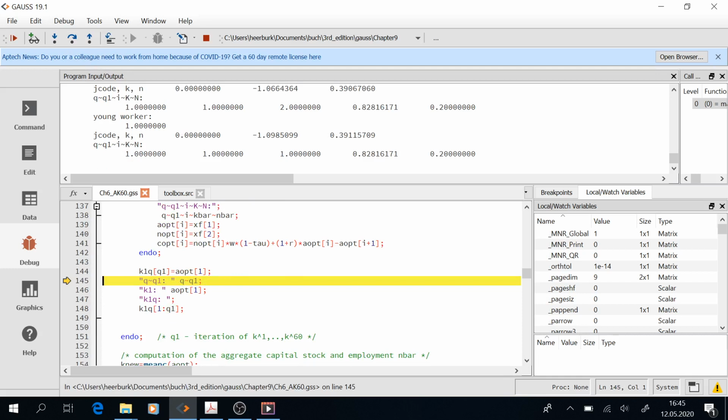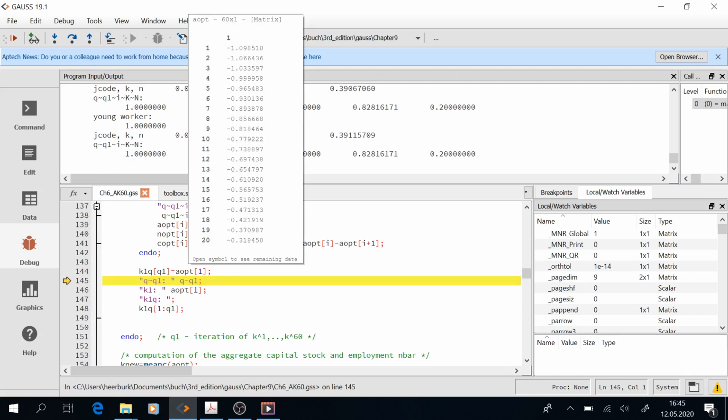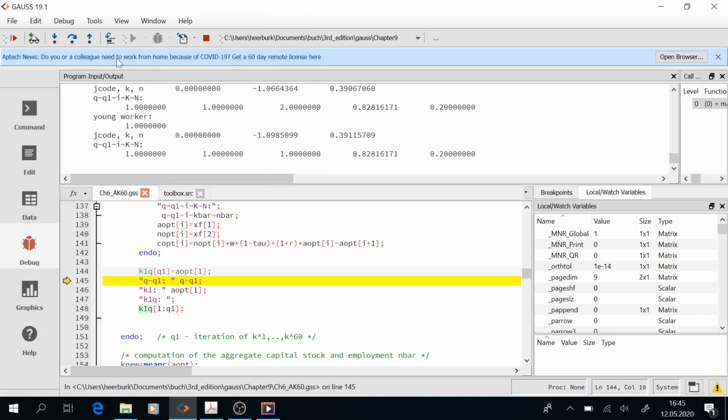And the optimal employment, the optimal capital stock that we have found, is minus 1.0985. So this is far too low. This is not equal to 0. Okay, in the next iteration, we use our second guess. So let's just jump to this case here.